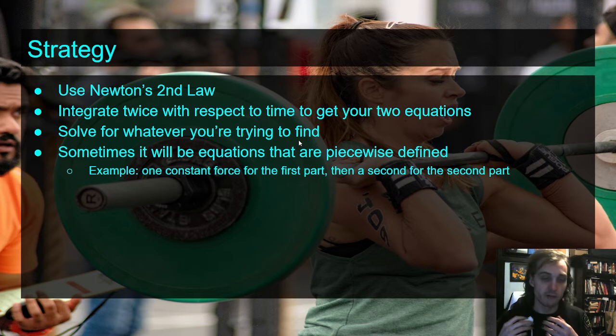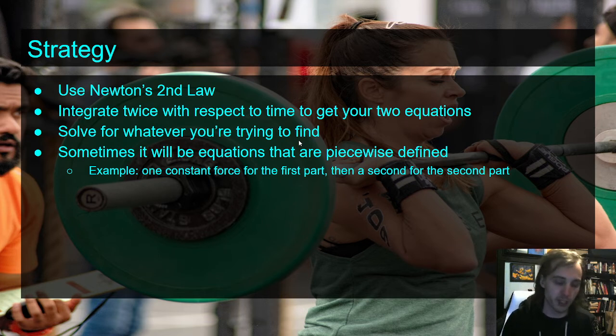So if you have one constant force for the first part and then a second constant force for the second part, that would wind up being a second thing that gets you piecewise defined equations, but those tend to be a little easier. Or if you have variable forces for one part and then constant forces after a certain time, like we did for the last one, that'll also make a set of piecewise defined functions that you have to be careful with, to figure out where it's going to be, how fast it's going to be, all that good stuff.